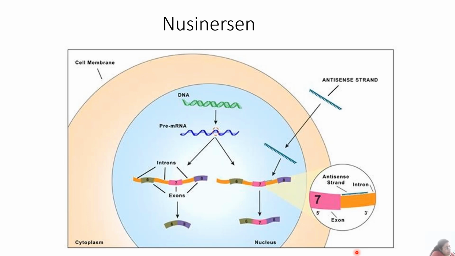SMA type 1 symptoms are limited head control, hypotonia, lack of reflexes, inability to sit without support, abnormal breathing pattern and a bell-shaped chest, difficulty swallowing, which can lead to growth issues, and facial muscle weakness. This develops later on in the condition.